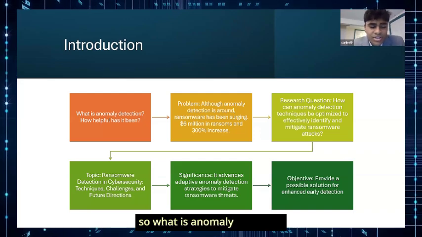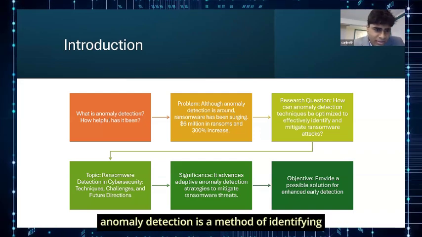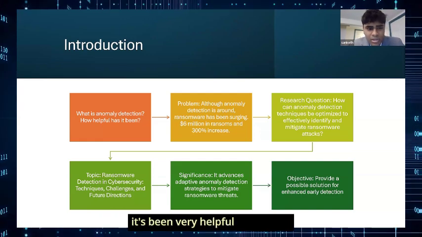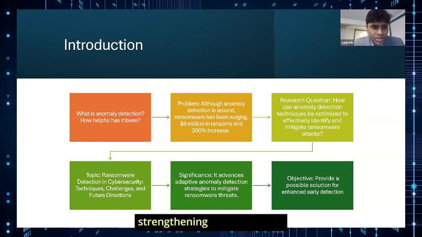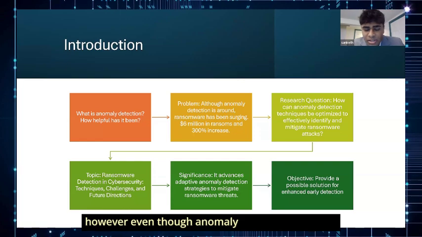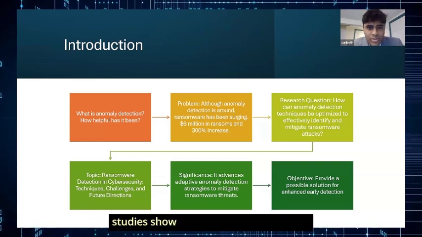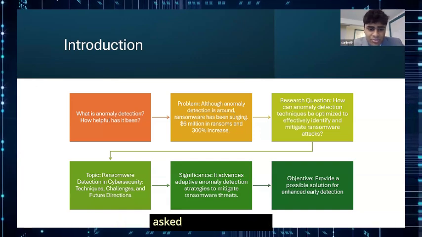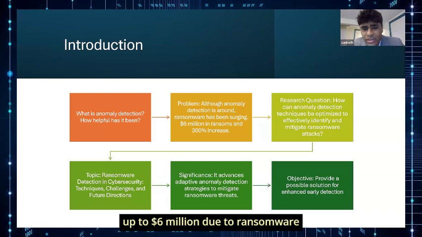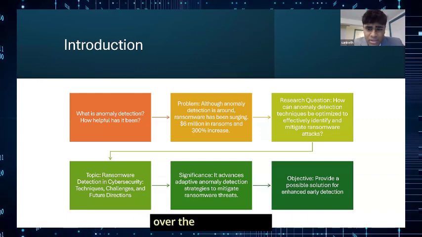So what is anomaly detection? Anomaly detection is a method of identifying ransomware in a data set. It's been very helpful in terms of strengthening device security. However, even though anomaly detection is around, ransomware has been surging. Studies show that companies have been asked ransoms up to $6 million due to ransomware, and ransomware has shown a 300% increase over the past few years.